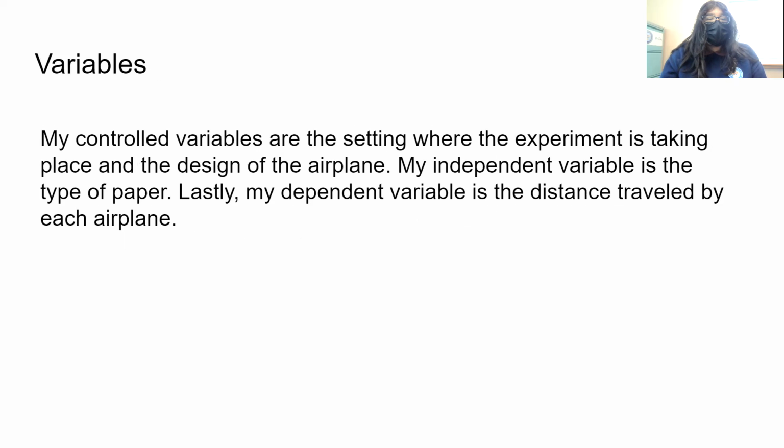And for my variables, my control variables are the setting where the experiment is taking place and the design of the airplane. My independent variable is the type of paper. Lastly, my dependent variable is the distance traveled by each airplane.